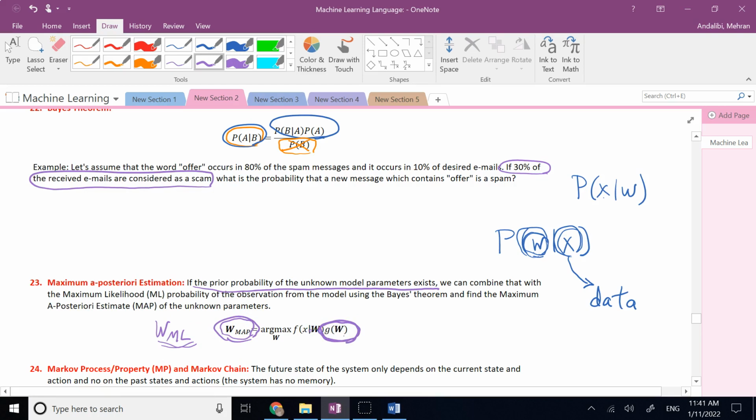Okay, as I said, these two topics are topics of their own. They need one or two lectures, maximum likelihood and maximum a posteriori, to explain them.